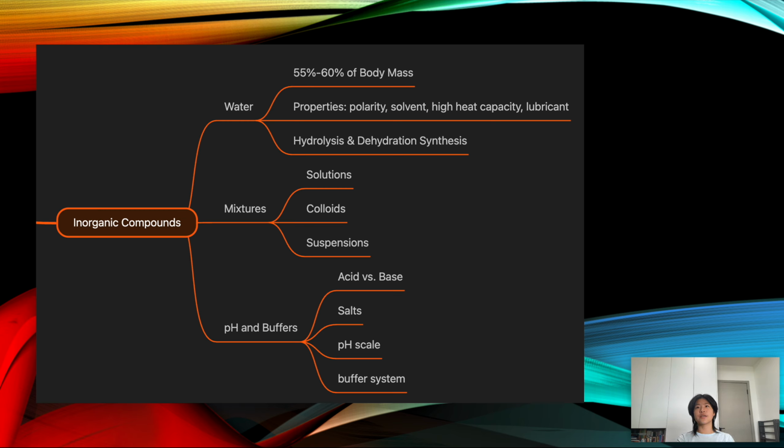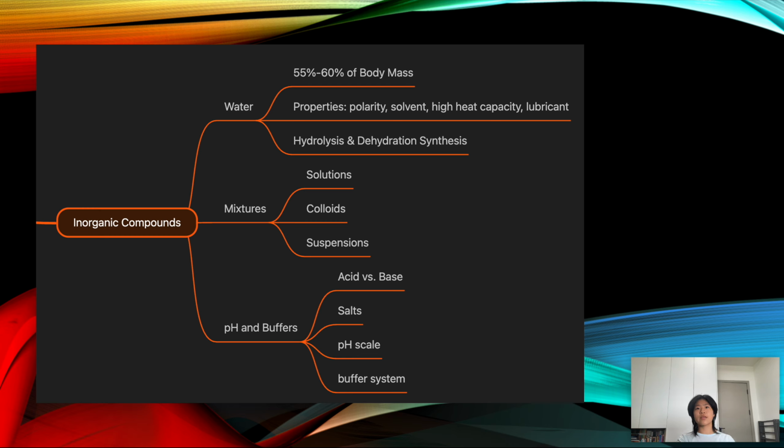Then we have dehydration synthesis. From the name, we know that we're making molecules and getting water out of it. This usually happens when we join two smaller molecules into a larger molecule, and water is a byproduct of this process. This is also a way that a lot of polymers are formed from monomers, which we'll also cover later.